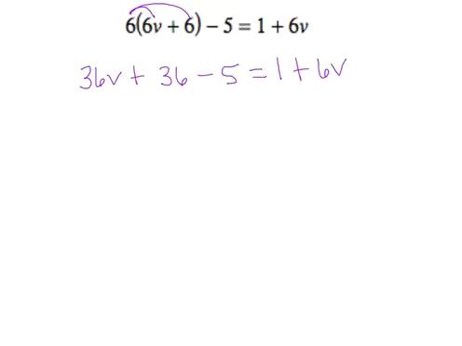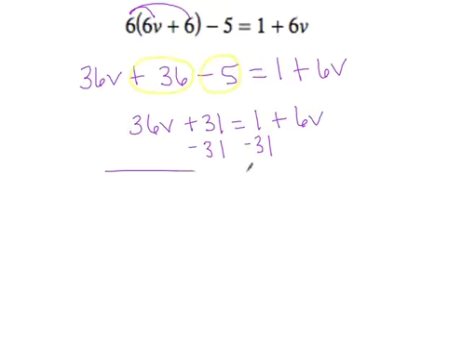I'm still not done with the cleanup step because I can see that on the left side I still have 2 like terms. I can combine together the positive 36 and the negative 5. Whenever I do that, I would have 36b plus 31 equals 1 plus 6b. Now in the second step, I want to try to get all of my variables to one side and all my constants to the other. So I'm going to start by subtracting 31 or circling and jumping 31 to the other side.